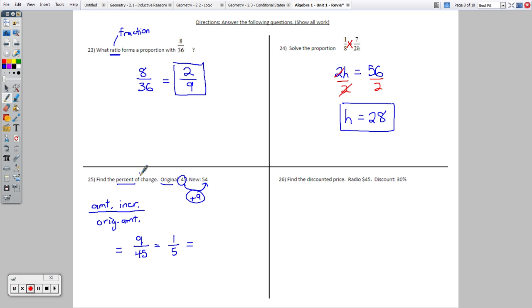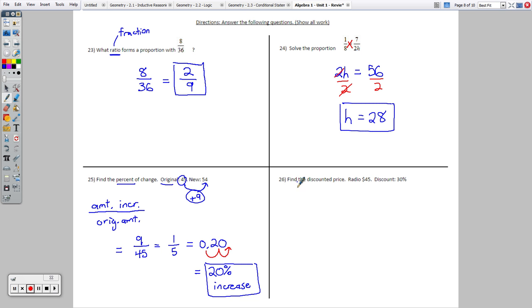But it's a percent of change, so I need to write this as a percent. That's 0.2 as a decimal, or 0.20. To change a decimal to a percent, move that 2 spots and you'll get your percent value. Looks like that would be 20%, a 20% increase in this case.